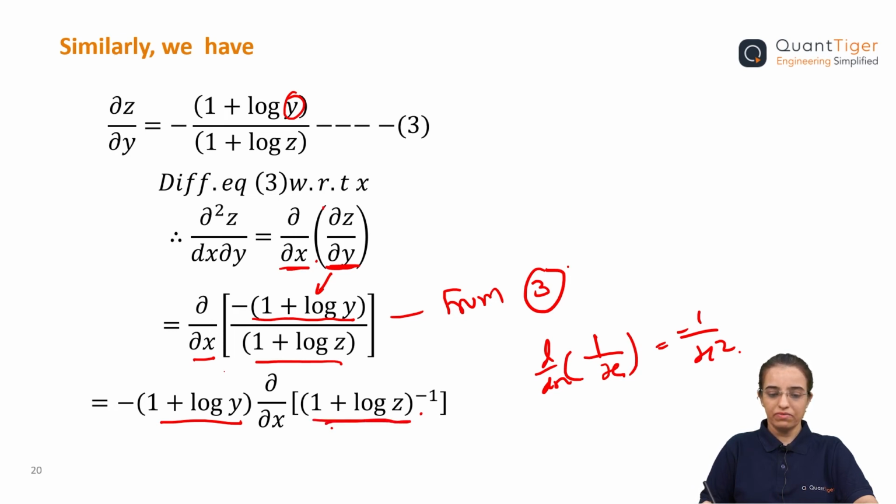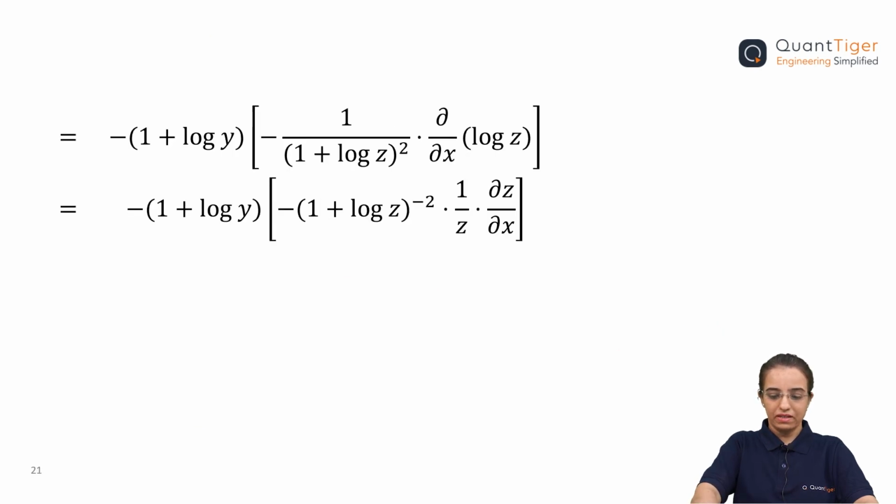This we will consider as x. 1 upon x, since the power is minus 1, means this whole bracket is in the denominator. So it will be minus 1 upon (1 plus log z) whole square. That will be its differentiation, which I will write here.